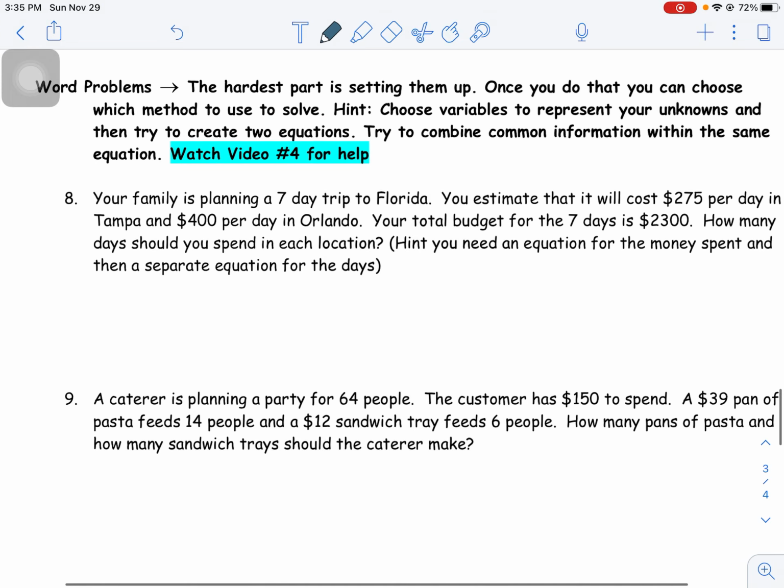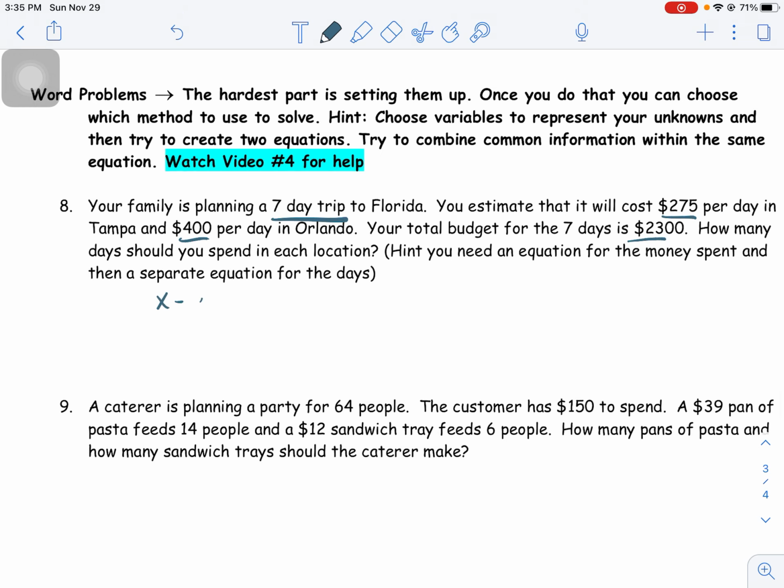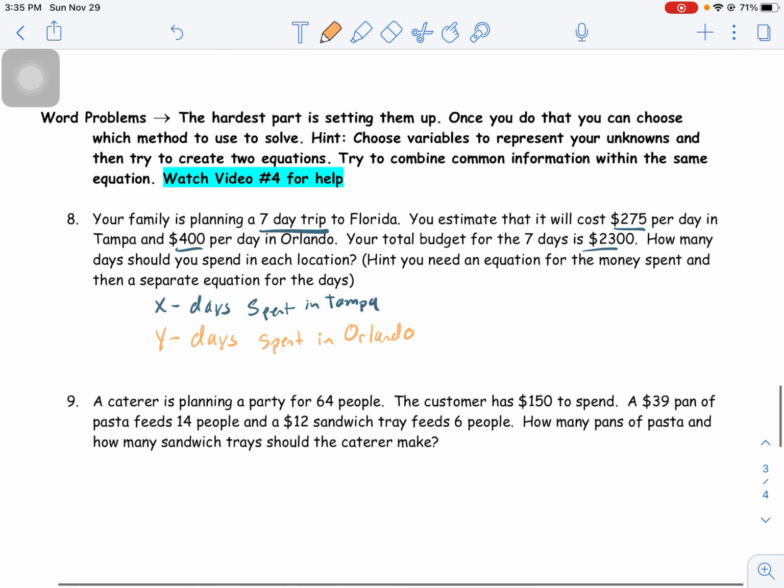All right, so with that hint, that makes this a little bit easier. But without the hint, what you're looking at is you have days on a trip and then you have a cost. Okay, so the days should tell you you need an equation for days. The cost should tell you that you need an equation for cost. So I'm going to call my x's days spent in Tampa, and then I'm going to call my y's days spent in Orlando. It's super important to label these variables because it's going to help you.